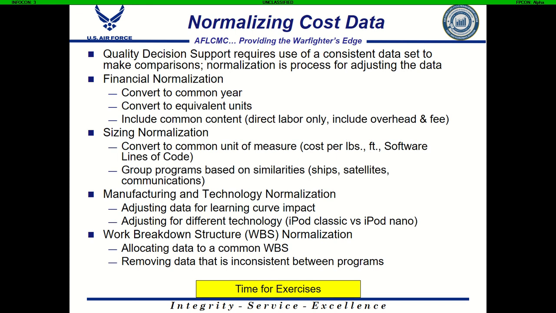For example, if you had two radar programs, one radar program may have a subcomponent or a work breakdown structure element that the other program didn't have for some reason. Maybe one was portable and one wasn't portable, so there was some capability difference, and then there's going to be a work breakdown structure element that's not in one but is in the other. So removing the cost for that portion of the system would normalize the data so that you could then compare the cost of those two systems together in an apples to apples fashion.